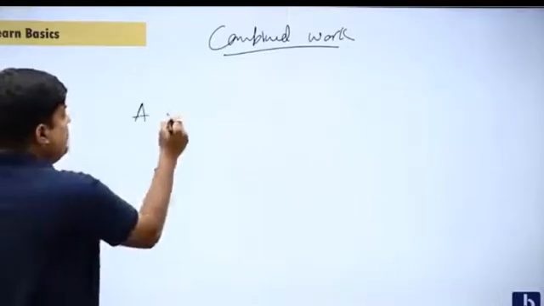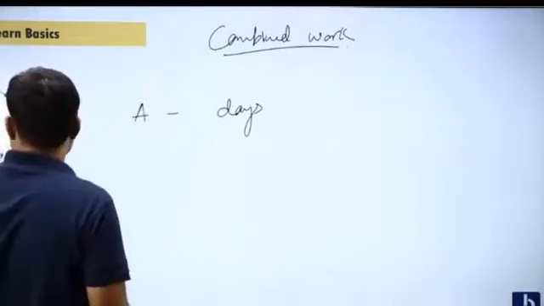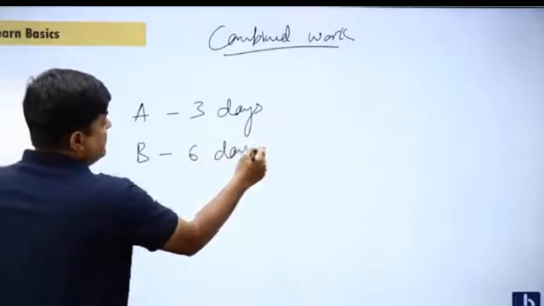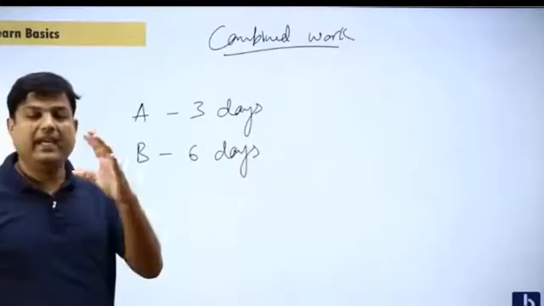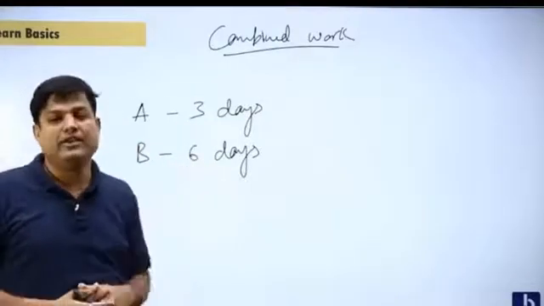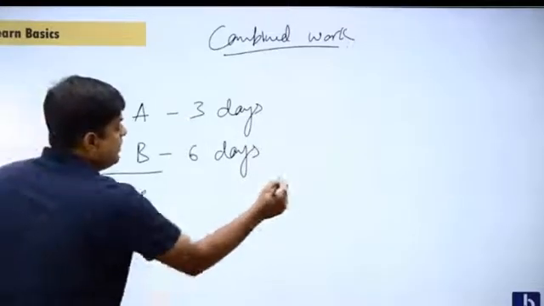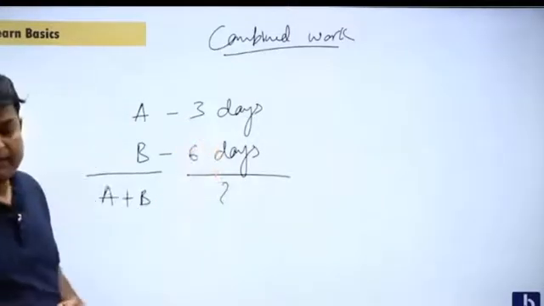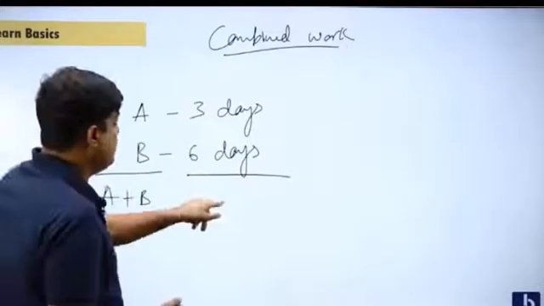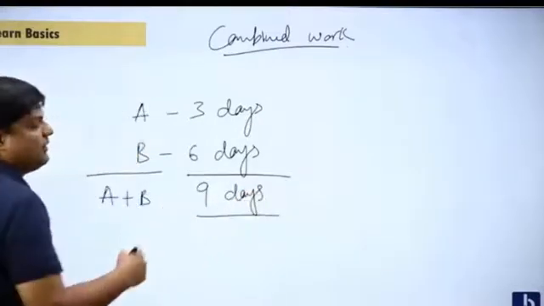Suppose A can do a piece of work in 3 days. B can do the same work in 6 days. Now listen, everybody. When A himself can do it in 3 days, B himself can do it in 6 days, how many days can A and B together do the work? Are you understanding, everybody? So I hope you all know that A and B together can do it in not 3 and 6, they can together do in 9 days. Are you sure? No.